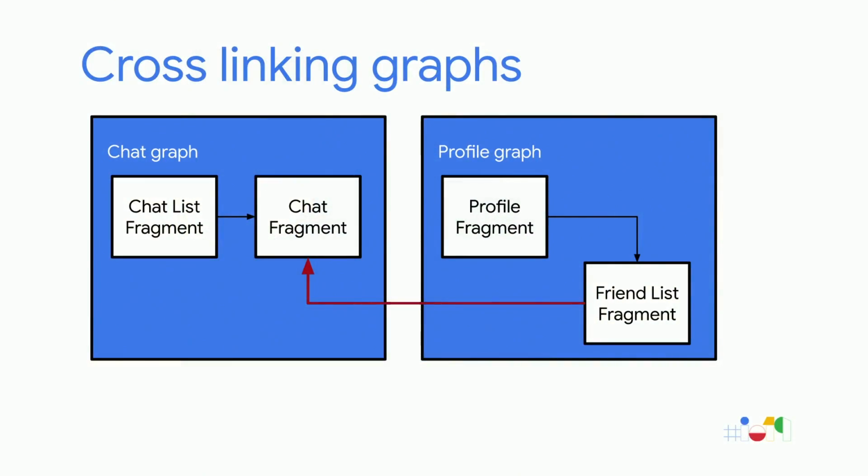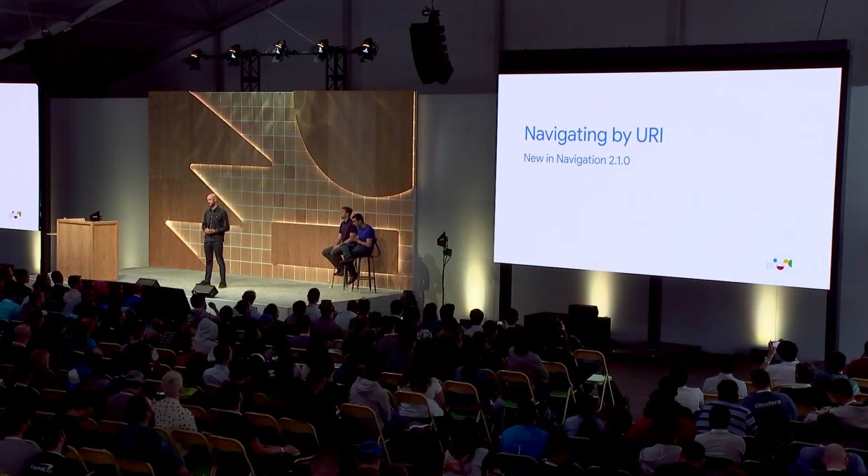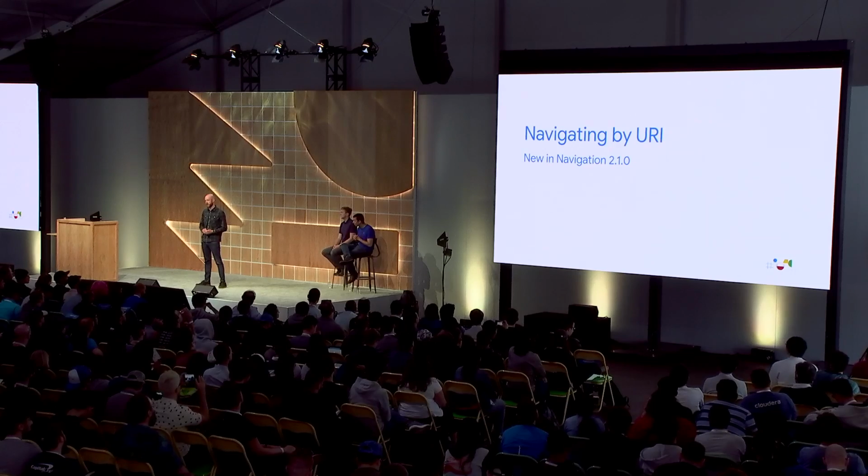Actually, what we would like to have is, if we click on the friend list, we want to go straight to the chat fragment and be able to chat directly with the friend, rather than going to the chat list first and then jumping in there. With IDs, like I said, it's not possible to jump directly to anywhere but the start destination of the graph. And that's why with Navigation 2.1, we have enabled navigation by URIs. So you can use deep links to navigate directly to destinations, even across graph boundaries.